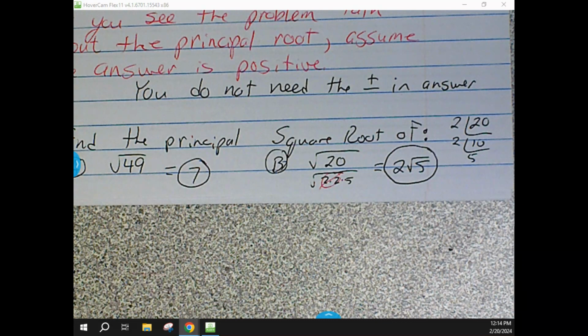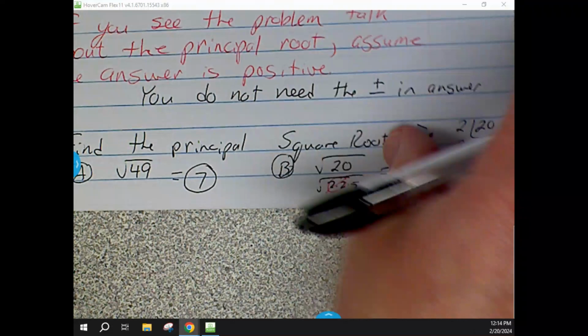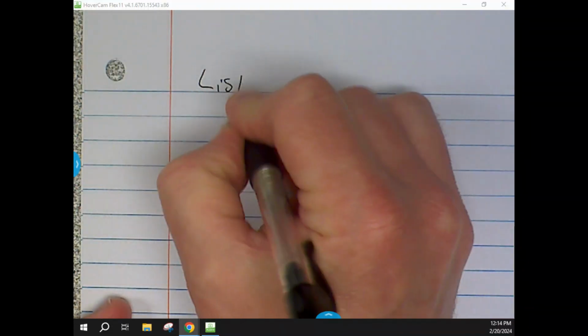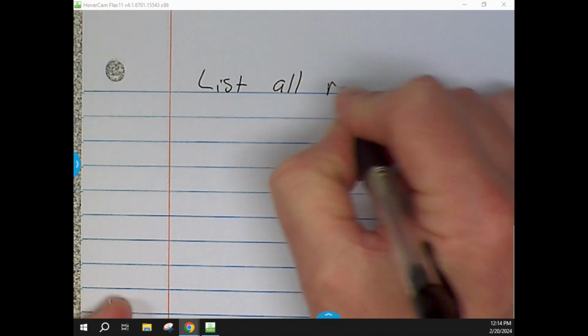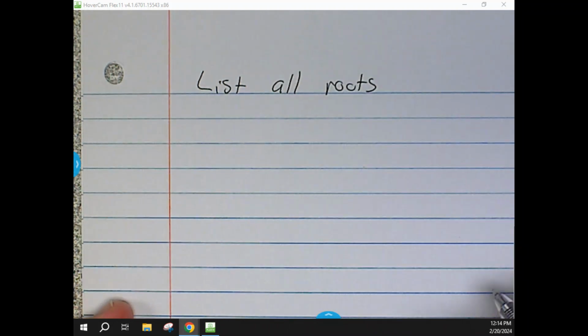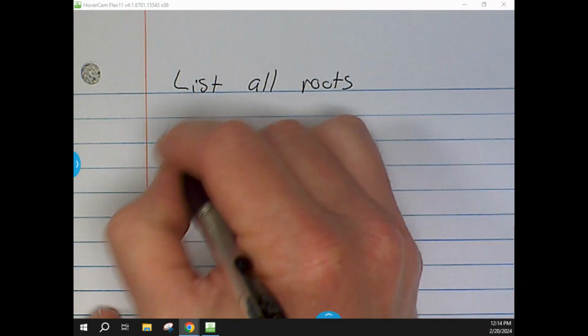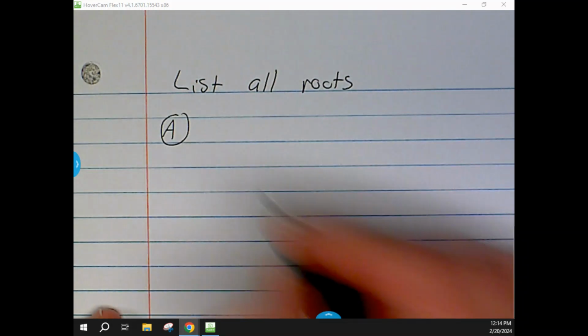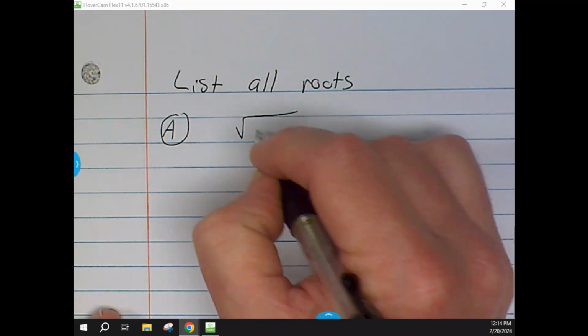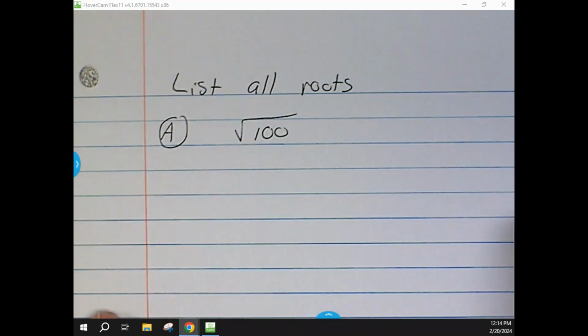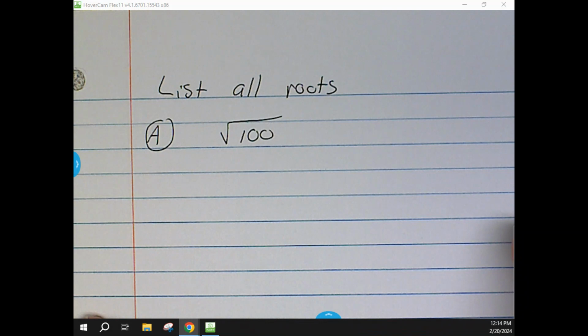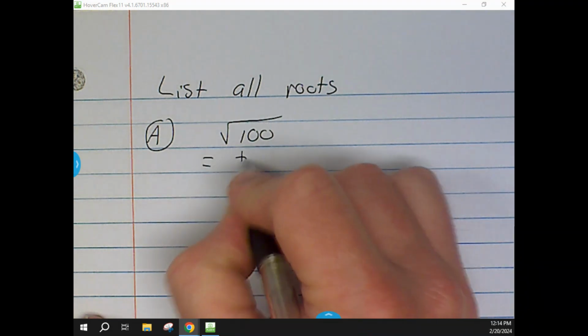If in the work it says list all the square roots, they'll probably do something like this where they'll say just list all the roots. And then they'll give you something like this where you're doing the square root of 100. Well, if it's 100, then you'll do a plus or minus 10.